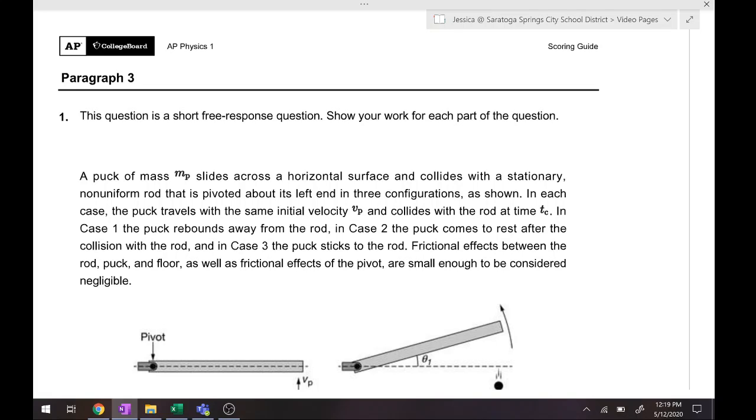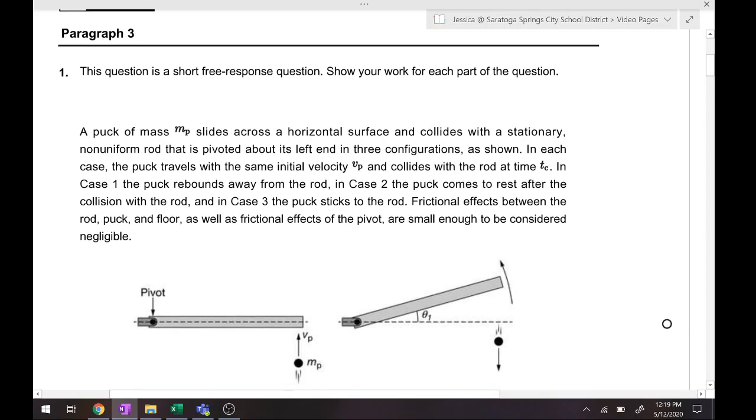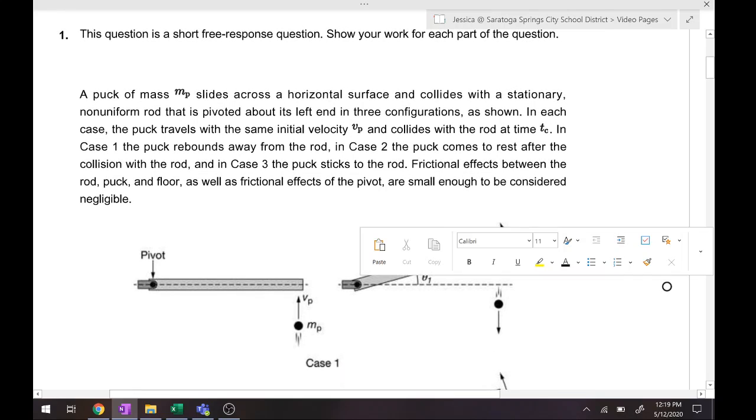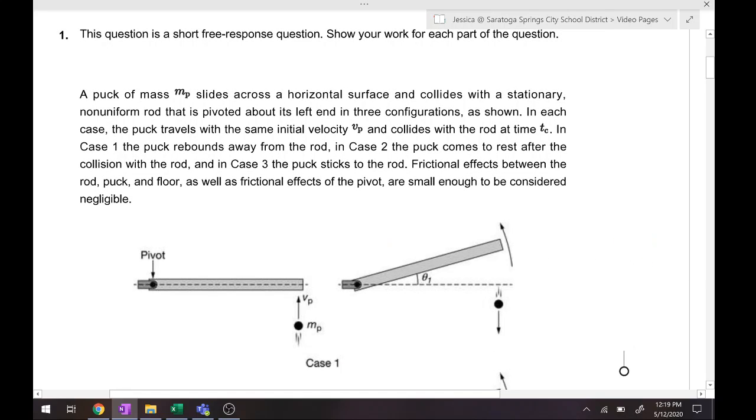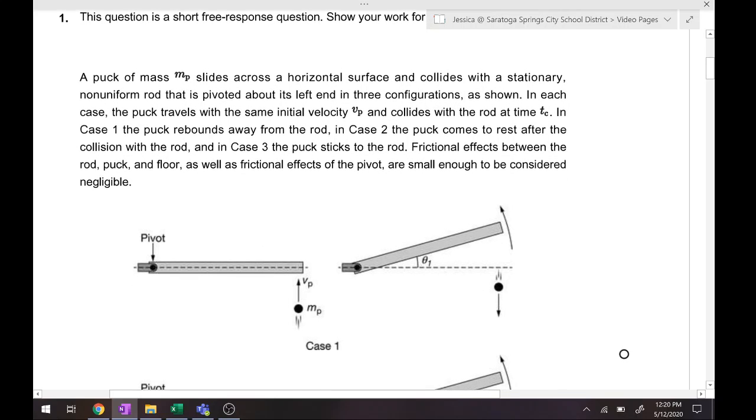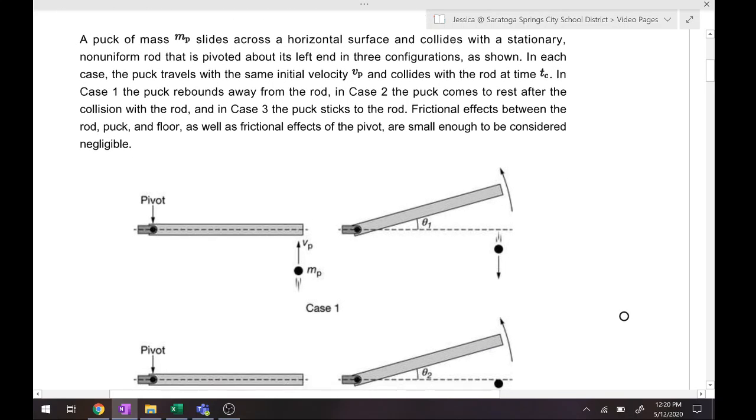So in each case, the puck travels with the same initial velocity, Vp, and collides with the rod at a time, Tc. In case 1, the puck rebounds. In case 2, the puck comes to rest. And in case 3, the puck sticks to the rod. Frictional effects between the puck, rod, and floor, as well as frictional effects in the pivot, are small enough to be considered negligible.